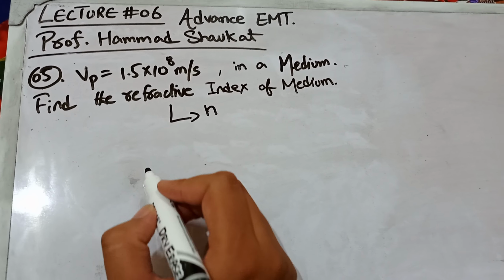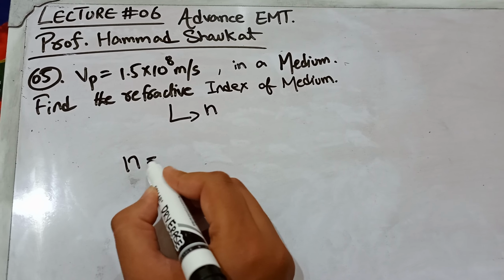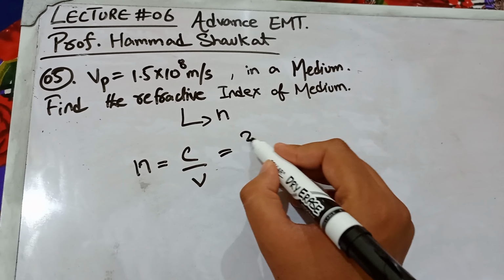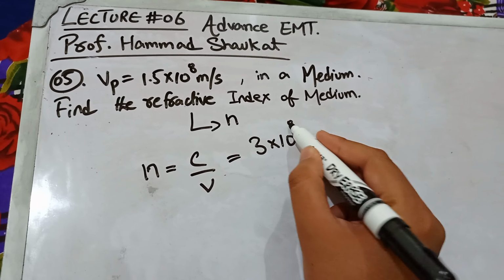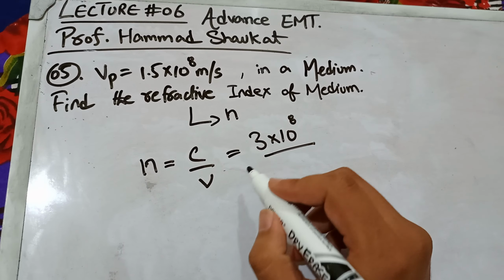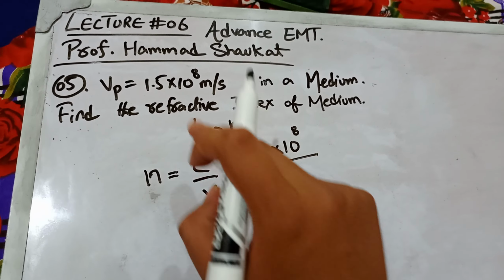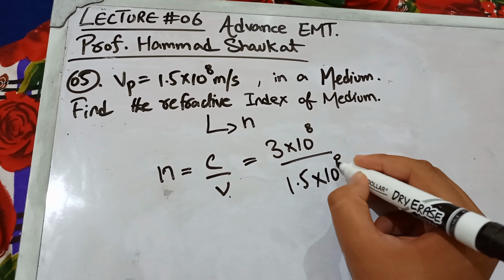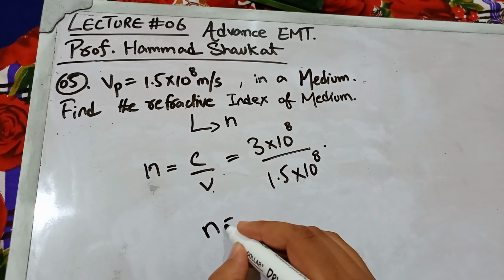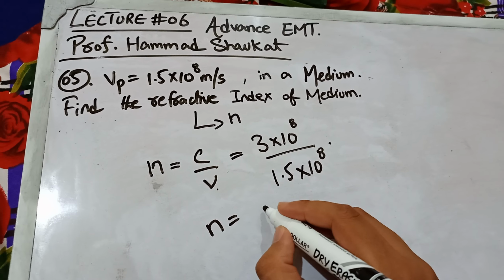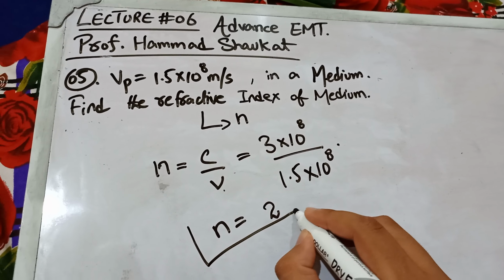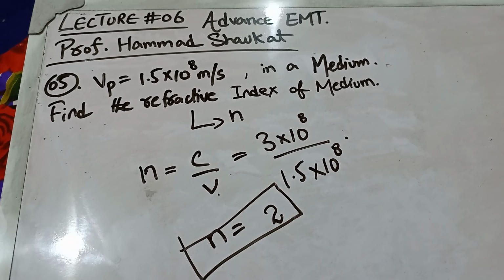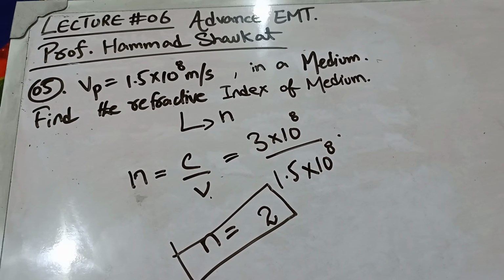The formula for the refractive index in some medium is n equals c by v, where c is the speed of light, whose value is 3 multiplied by 10 raised to power 8, whereas v is the velocity. In the given condition, our phase velocity is given, which was 1.5 into 10 raised to power 8. So after substituting, you will get your final answer, which is 2. So this is how you can find the refractive index if the velocity in some medium is given.